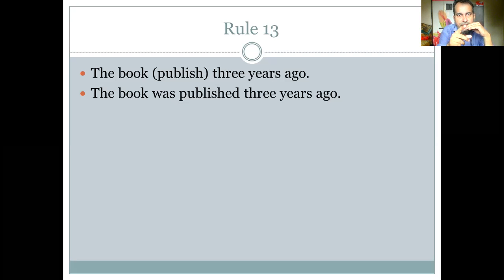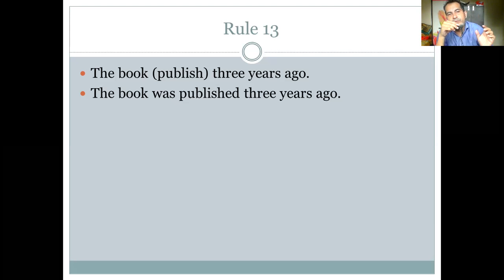What will be the solution? The book was published 3 years ago. Who published the book? Certainly the publisher or the author. They published the book. So the publisher is not mentioned here. It is not very important to mention who the publisher is.